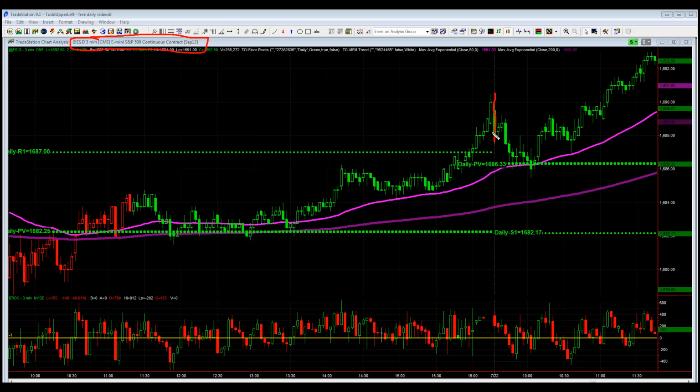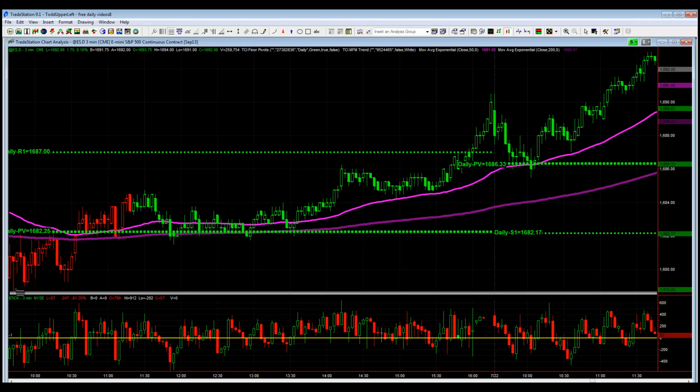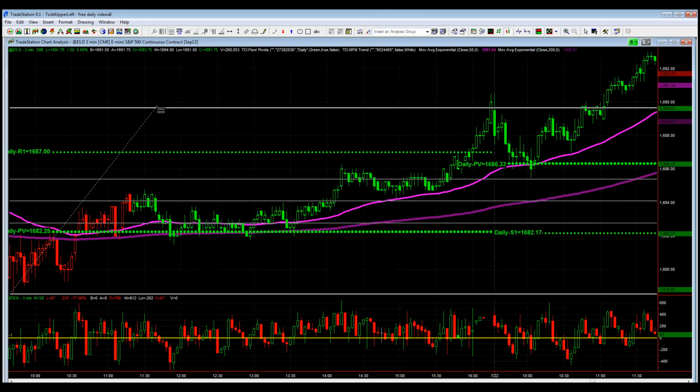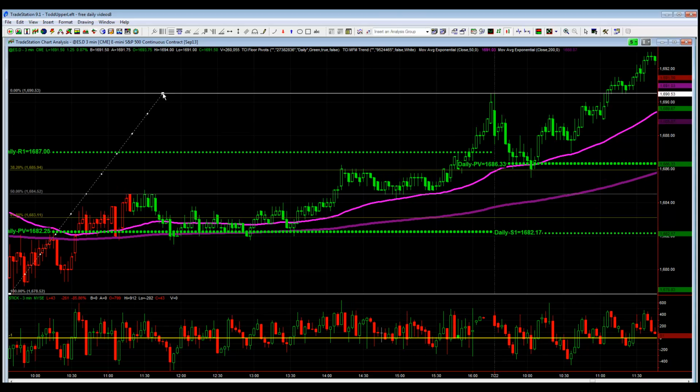The market opened up right in here. This is the first 3-minute bar. The market started trading down. Since Friday was an up day and closed at an all-time new high, as soon as the market put in that high, I measured from Friday's low up to the high that the first 3-minute bar made.